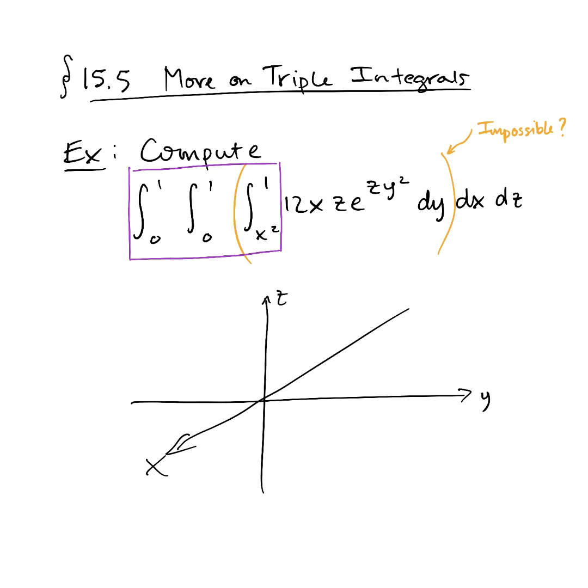Okay, let's try to read off these limits of integration. Focus on the z first. z runs 0 to 1. Okay, so we get to pick any z we want between 0 and 1. So z's are chosen in there, 0 to 1.